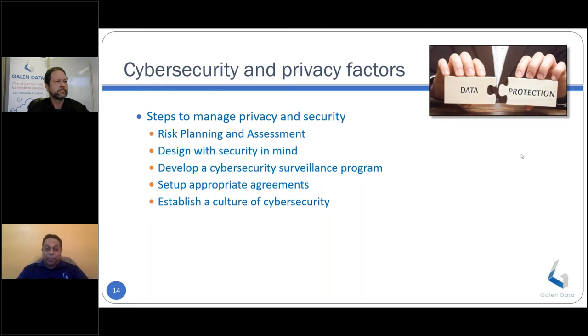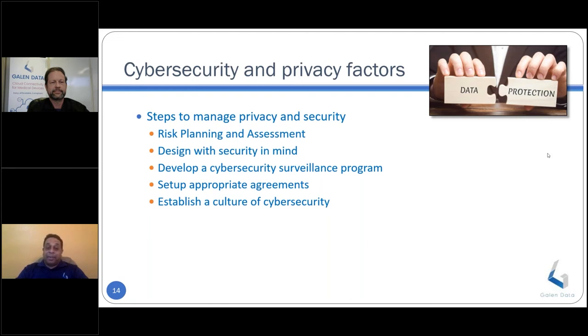Any kind of cybersecurity program. Then making sure we design with security in mind. Security shouldn't be something that you bolt on at the end. It has to be something you think about from the get-go. Things like identity and access management. How would you identify people? How would you provide access? How would you take away access when they no longer need it?